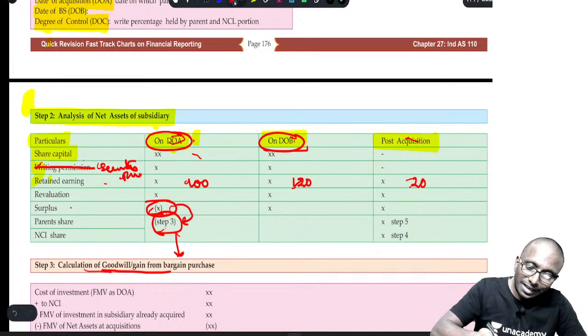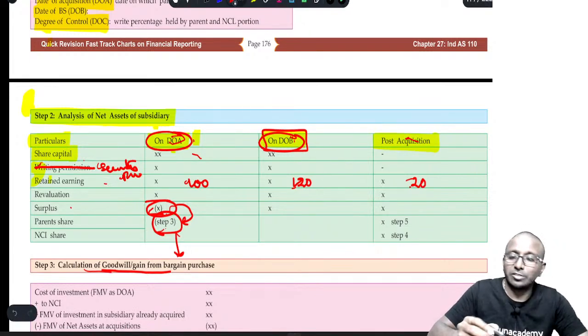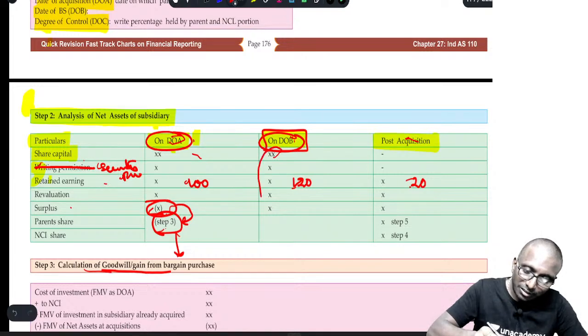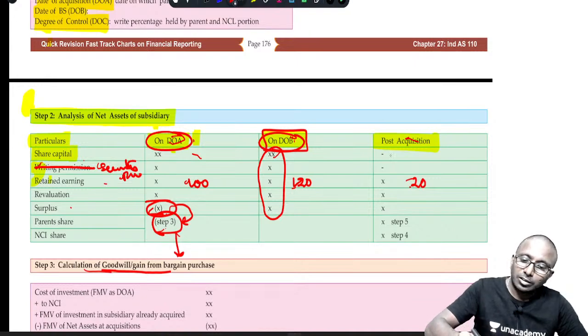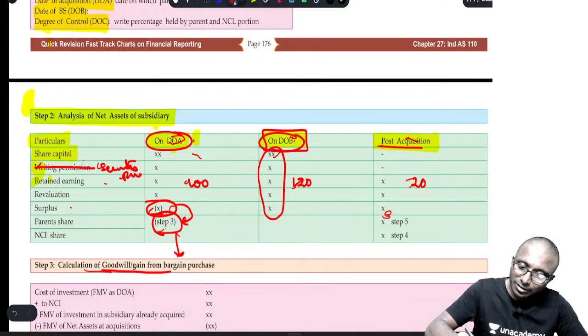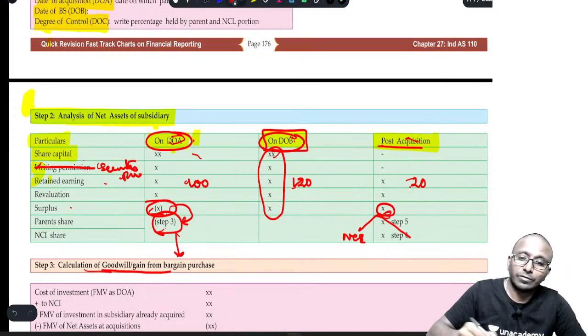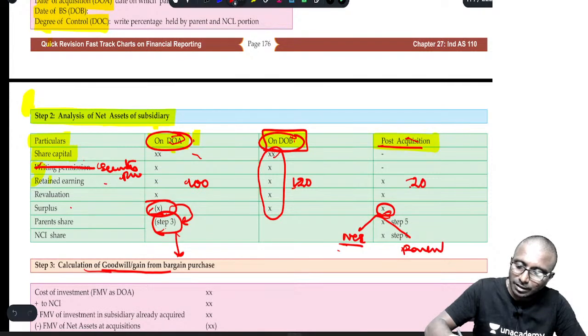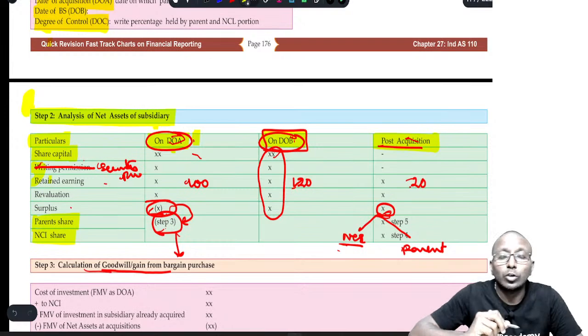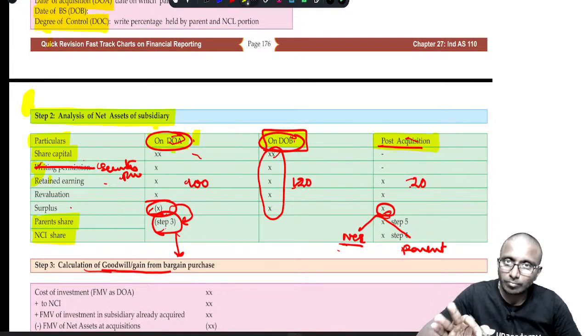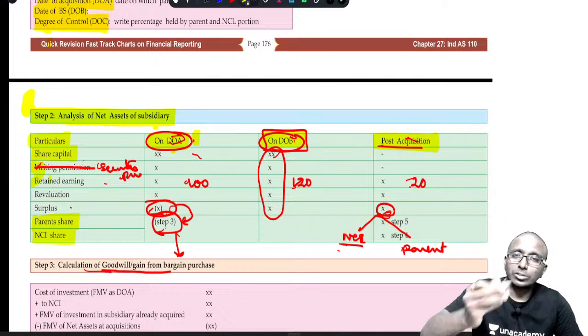On the date of balance sheet, these numbers will come directly from the material, whatever the question says. Correct. Post acquisition, whatever profit comes in, out of this, we will say the NCI share is something, and at the same time the parent share. The parent share and NCI share, which I have noted here, will be given like this. Okay, right.